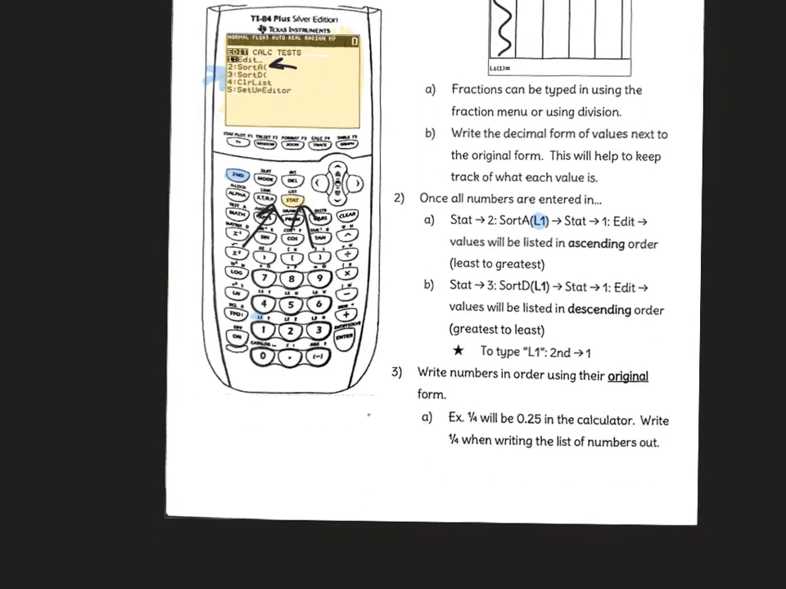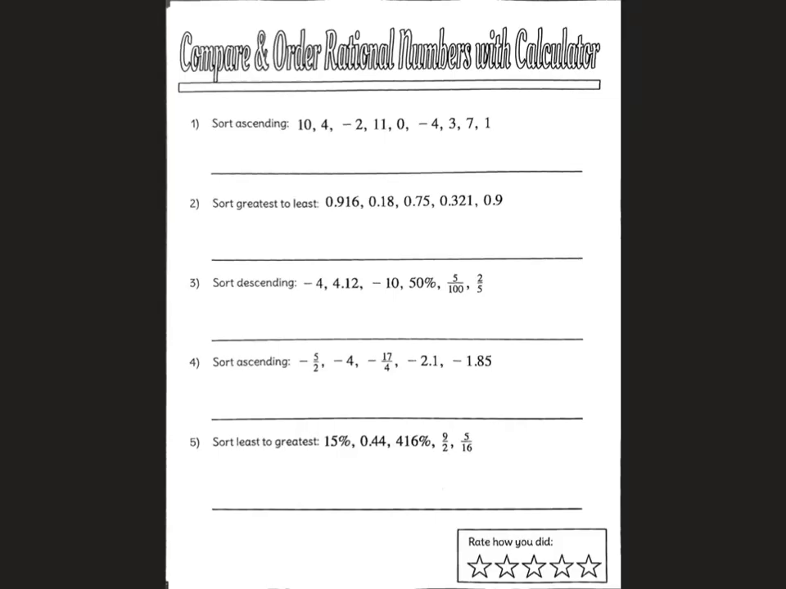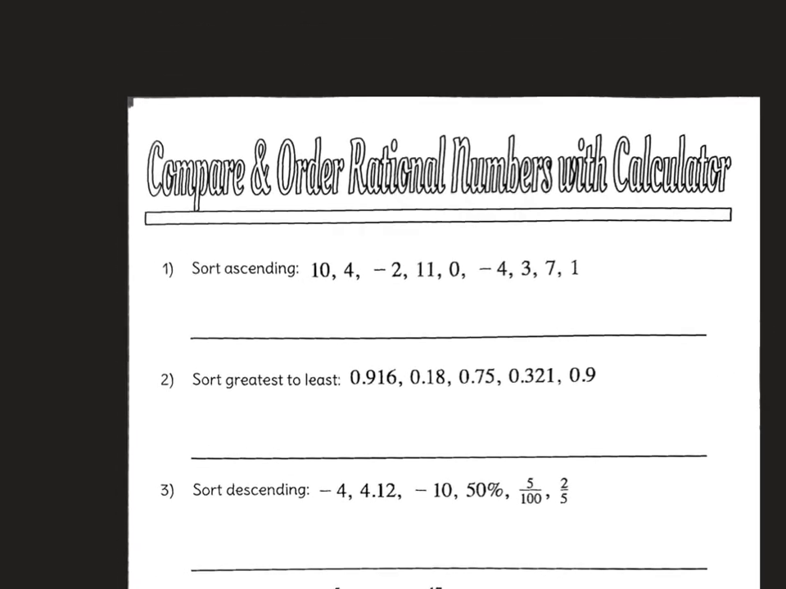Okay, so then you're going to write the numbers in order in their original form. So for example, 1/4 will be 0.25 in the calculator, but you're going to write 1/4 when it's listed at this page right next to it. So 10, 4, -2, 11, 0, -4, 3, 7, and 1. So you're just going to type this as you're going through.